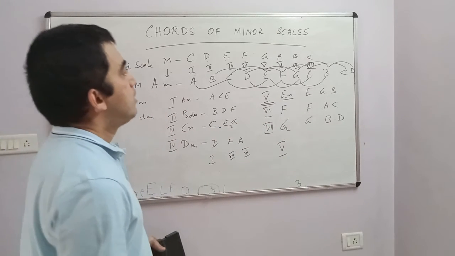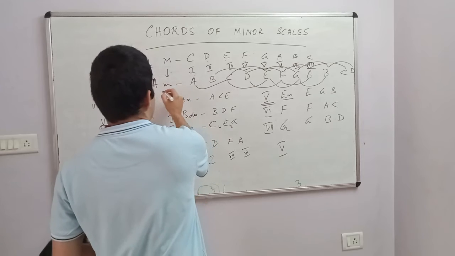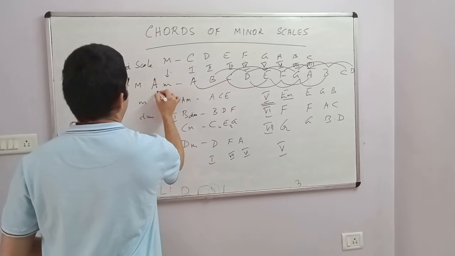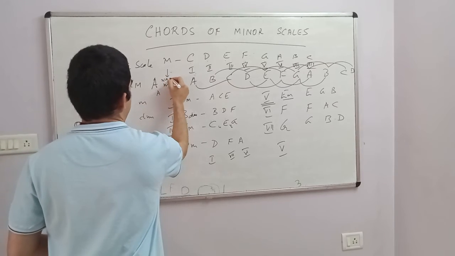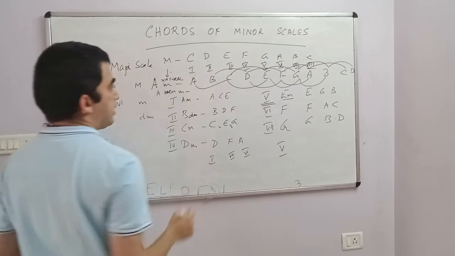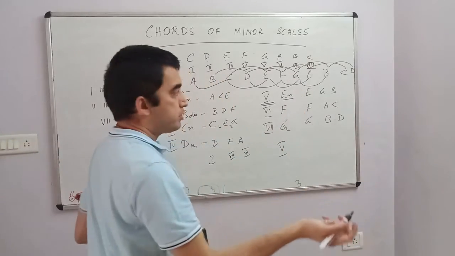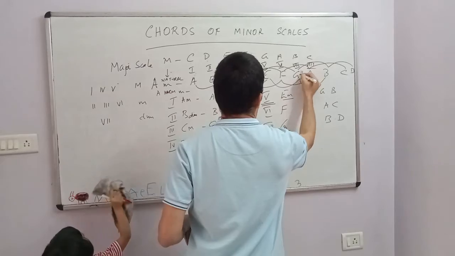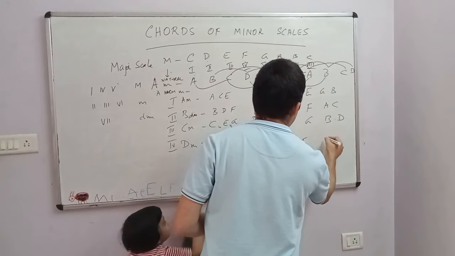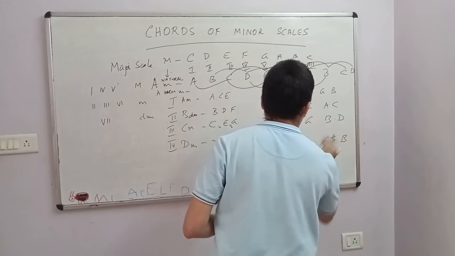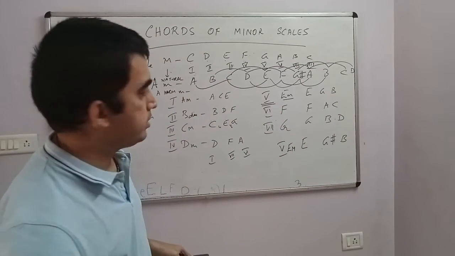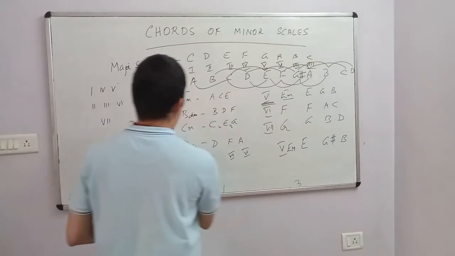Very good. Now imagine this is a natural minor scale. Now imagine it becomes a harmonic minor. If you go back to your previous videos, you will remember that in a harmonic minor the seventh note is sharp, and that sharp note is an accidental. So the E chord becomes E, G sharp, and B. In this case, E becomes E major. So the fifth chord becomes E major.